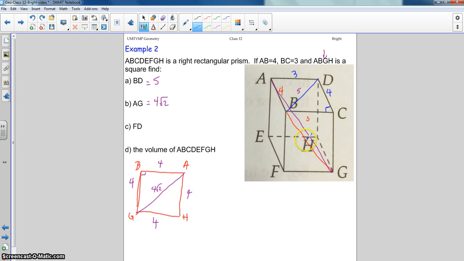Now again, this is using a two-dimensional approach where we visualize it in 3 dimensions and then compress it down into 2 dimensions. Very handy way of looking at these problems.